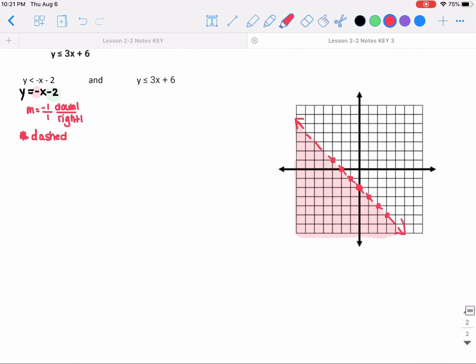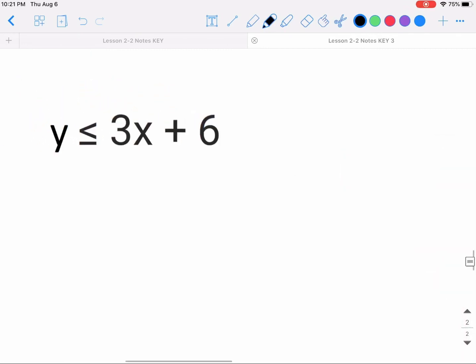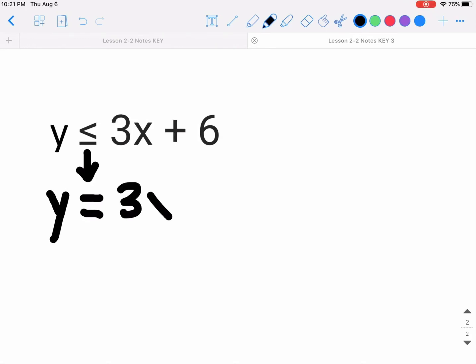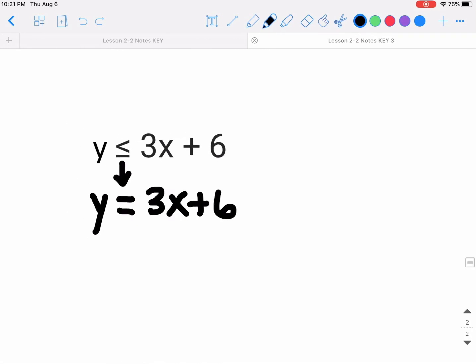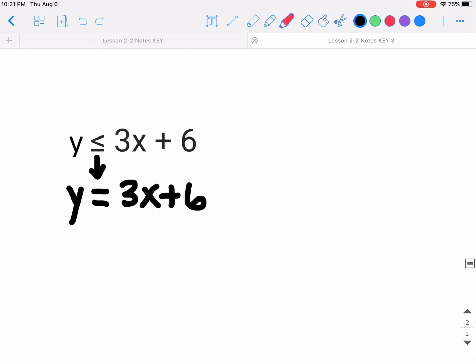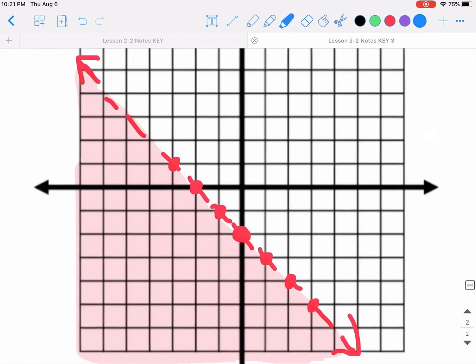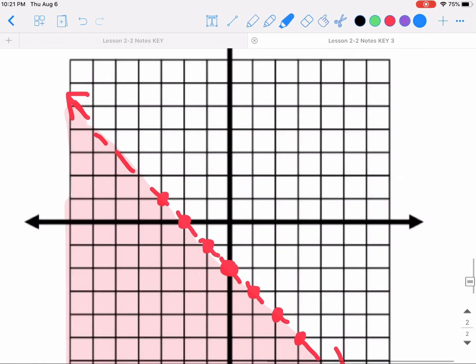All right, and now let's do the next inequality. So I have y is less than or equal to 3x plus 6. My guideline, I'm just changing that less than or equal to an equal to sign. Everything else stays the same. This is my guideline. That is what I'm going to be graphing. So to graph this, I know 6 is my y-intercept. I'm going to graph that first. So 6 is my y-intercept. 1, 2, 3, 4, 6.